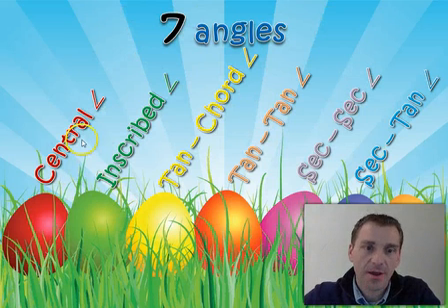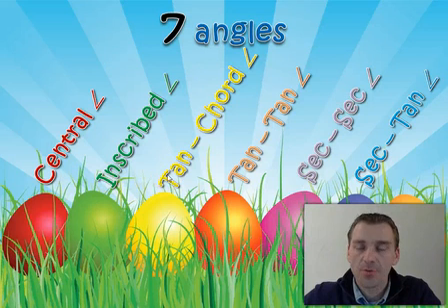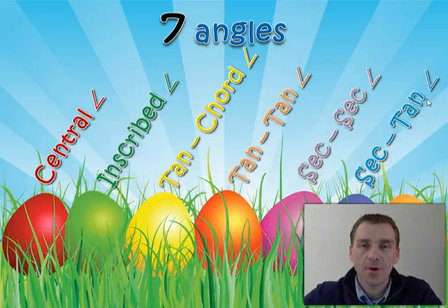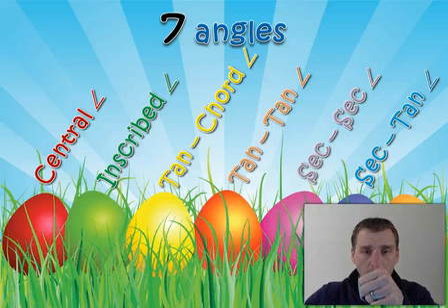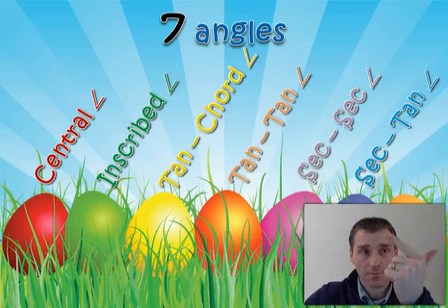Here they are. Central angle, where the vertex was on the center. Inscribed and tangent chord, where the vertex was on the circle. Tangent-tangent, secant-secant, and secant-tangent, where the vertex was outside the circle. So there's only one other place the vertex can be. We've talked about on, we've talked about center, we've talked about outside the circle.